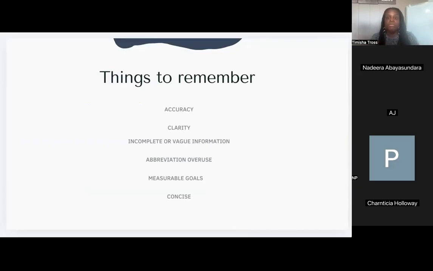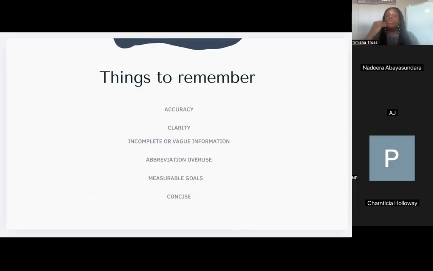So clarity is very important, because if it's unclear, we're putting ourselves at risk, and the facility we work for, at risk of lack of reimbursement, or reimbursement being denied. Okay. And we want to make sure that as we're writing, it's not vague or incomplete. Okay. So you want to make sure that you're paying attention to that.